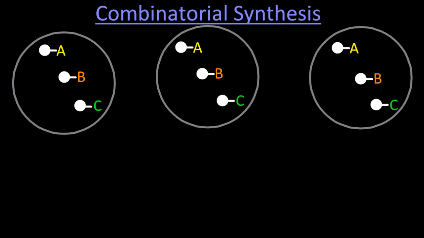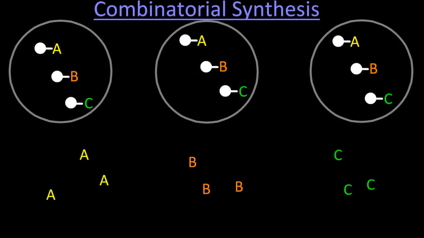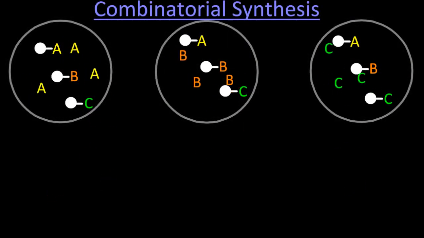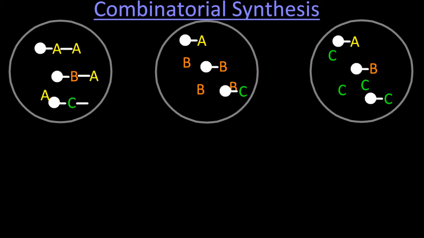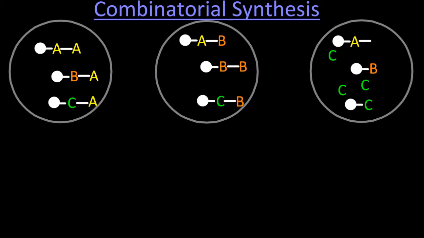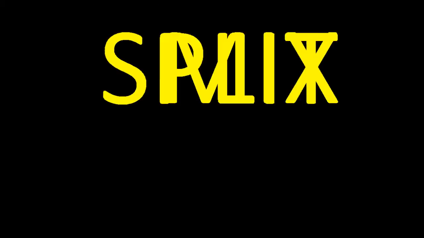To these, you're going to add a whole bunch of A, and then a whole bunch of B, and a whole bunch of C to the third one in this case. And reactions will take place. Now what you might notice is that in every one of these 3 containers, we're making 3 different chemicals. So from starting with 3 different chemicals, I'm going to end up with 9 different chemicals now. Each one is a combination of 3 different chemicals.